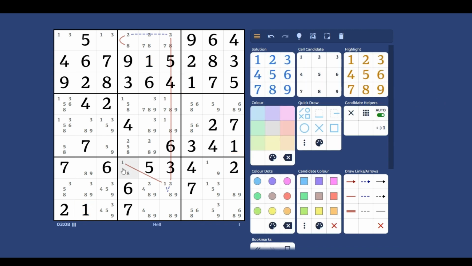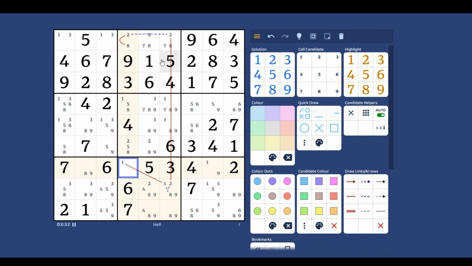And we could see that both ends see each other, and our starting candidate of 8 can be removed from our ending cell, which has a 1 and an 8. So we'll go ahead and remove that 8. So that's an M3 wing because we went through 3 digits, 8, then 2, then 1. And that's always going to be a type 2 AIC.